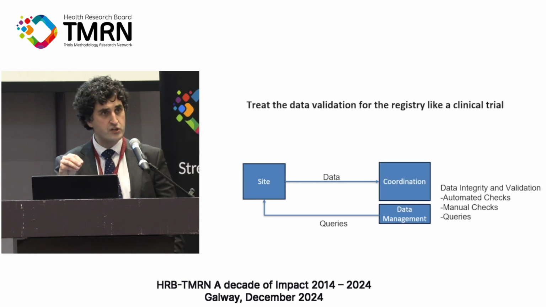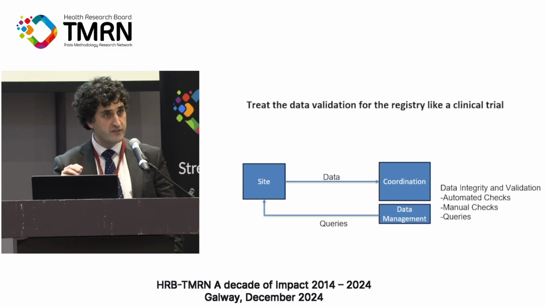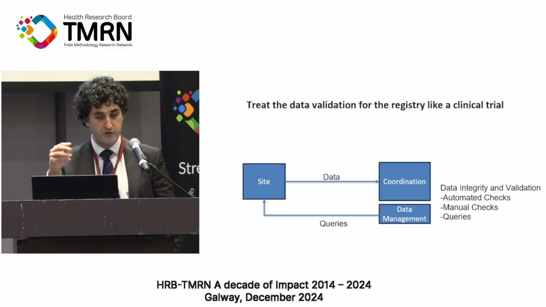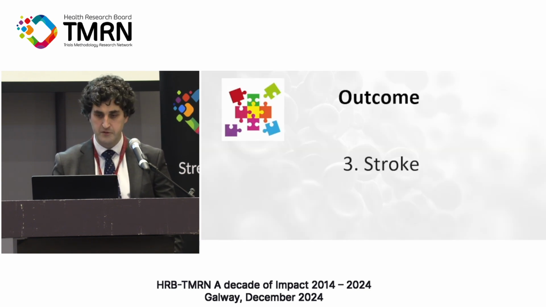So the coordination in the trial is a data management group that run automated checks, manual checks and queries. And if there's any mistake, then it's sent back to site to be fixed. We're going to do the same thing where the integrated information services will be sending the message back to the hemodialysis unit to say this information is missing or this information isn't right.